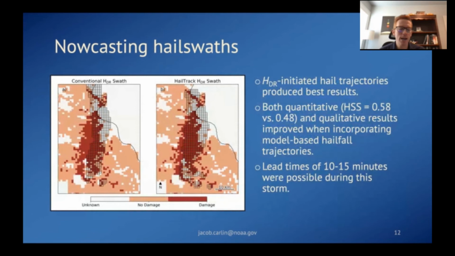So taking a look at some quick verification, the left here is the conventional swath without differential hailstone advection, and the right is using this new product called HailTrack. And I want to point out that the dark pixels here are where damage claims were filed with insurance companies. So this is verified using insurance claim data. And we really see overall that with the shifted swath, we get a much better overlap with where the insurance claims are being filed. This was improved both quantitatively and qualitatively.